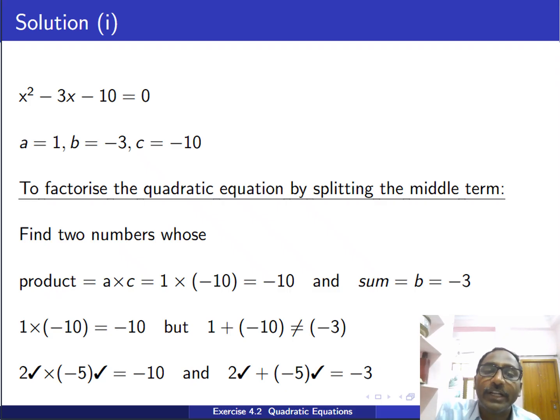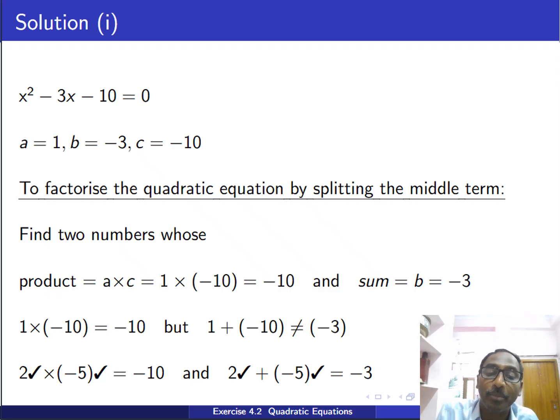To factorize the quadratic equation by splitting the middle term, find two numbers whose product is equal to a times c, that is 1 times minus 10 equal to minus 10. Their sum should be the coefficient of x, that is b equal to minus 3. So I am checking now. In the 1 table, 1 times minus 10 is minus 10, but the sum 1 plus minus 10 is not equal to minus 3, is not equal to b. So I can't take these two numbers. I will check in the next table, the 2 table.